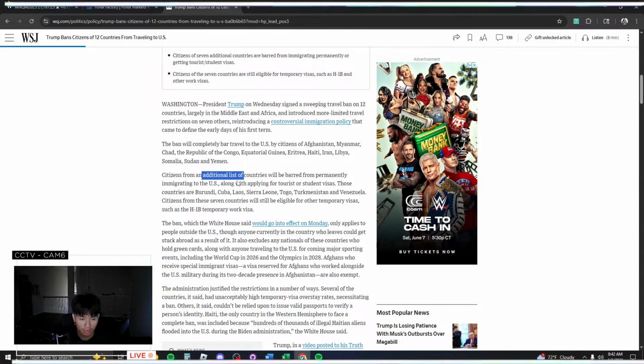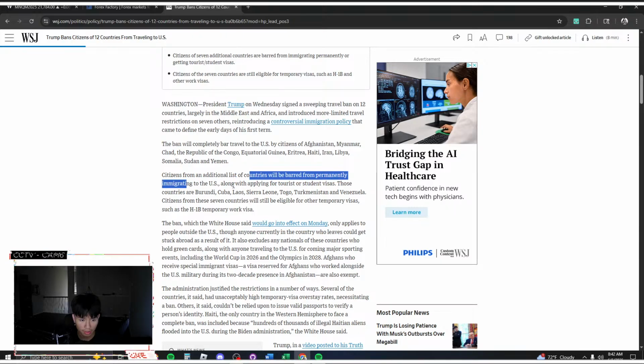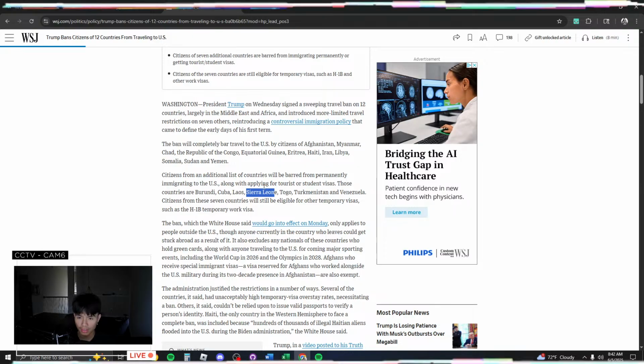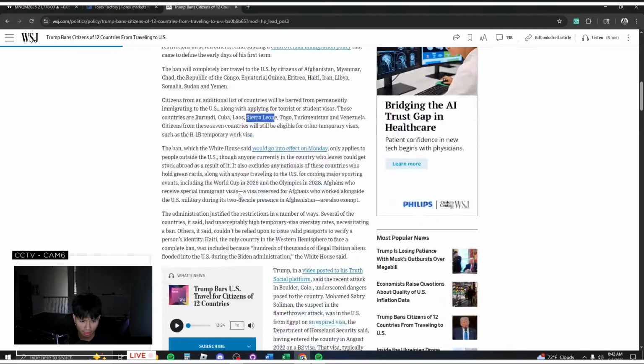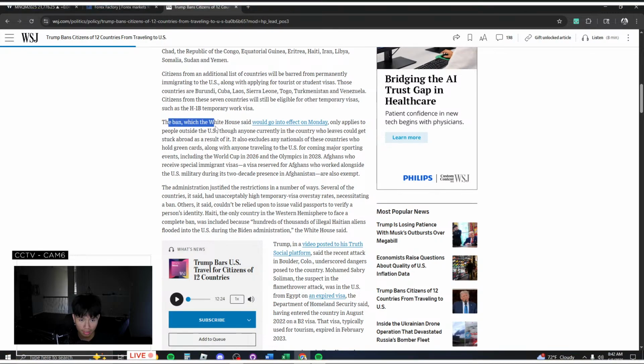Citizens from an additional list of countries will be barred from permanently immigrating to the United States, along with applying for tourist and student visas. Those countries are Burundi, Cuba, Laos, Sierra Leone, Togo, Venezuela. So I know that there's these bans on the 12, I guess a bar on these 12 countries and restrictions on these 7 countries, but I want to know why he did this.